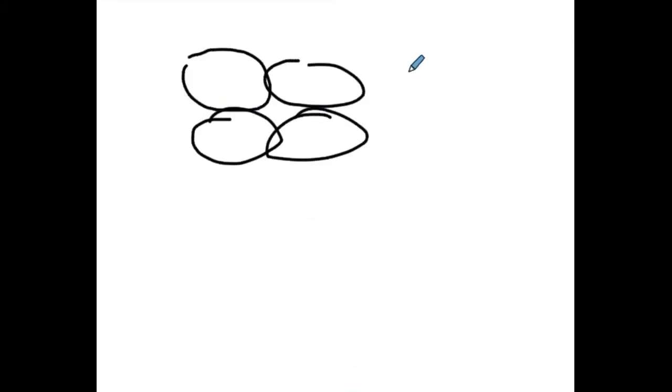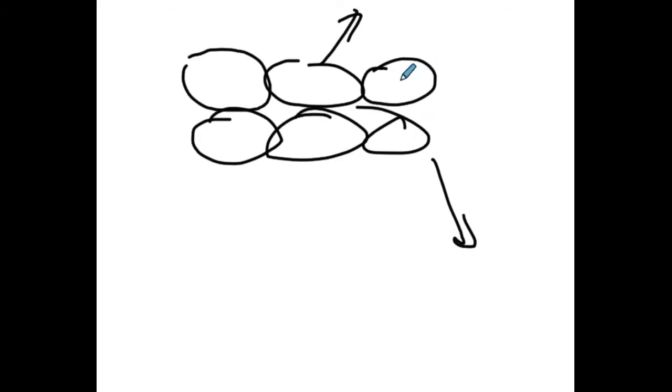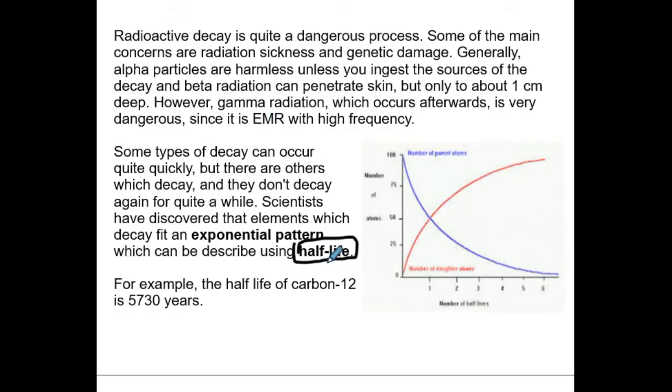Just imagine a whole bunch of atoms of material. This one could decay, but this one might not for a while longer. And then this one could decay, but this one might not for a while. All we know is that in general, we know how long it takes for about half of it to decay.